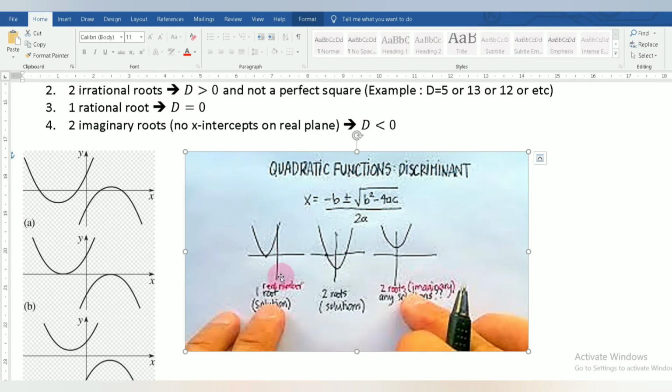This only explains the graph which is facing upward, and you can see that this one has only one value of x-intercept. This one has two different values of x-intercept. This one has no x-intercept. So this one, D equals 0. This one, D is greater than 0. And this one, the discriminant D is less than 0.